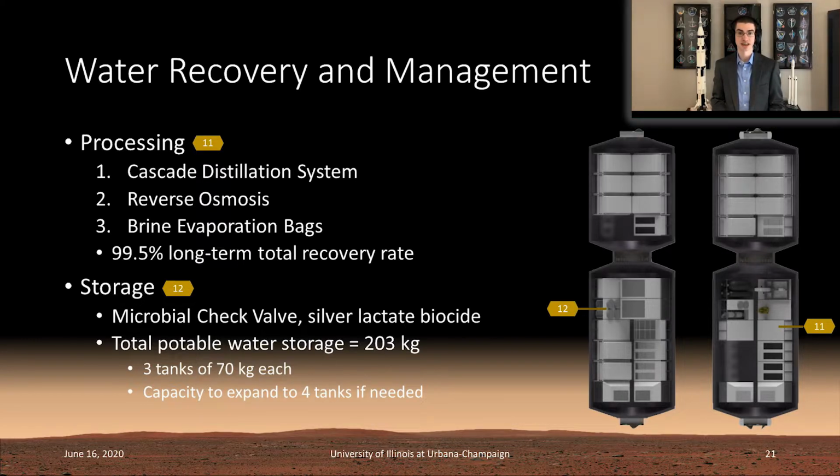The first was vapor phase catalytic ammonia removal, while the second was a multi-step process of cascade distillation followed by filtration by reverse osmosis, with brine from both systems being processed by brine evaporation bags. While the vapor phase catalytic ammonia removal system did perform better in the initial trade study, better estimations of mass and spare hardware characteristics revealed that the cascade distillation system and reverse osmosis system had a lower mass, higher reliability, and improved water recovery rate from 98 to 99.5%, meaning only 203 kilograms of water need to be stored for the entire mission, including 10 days worth of excess water.